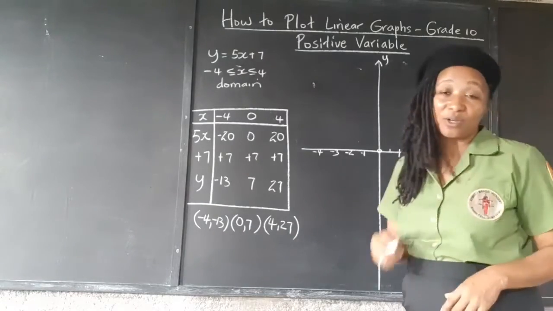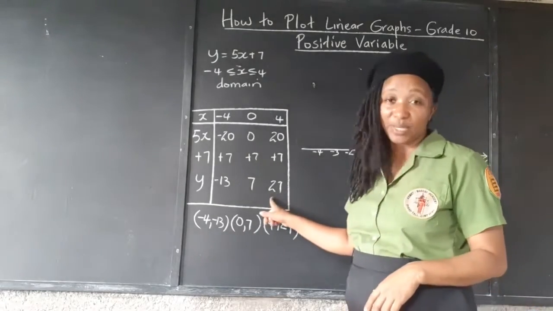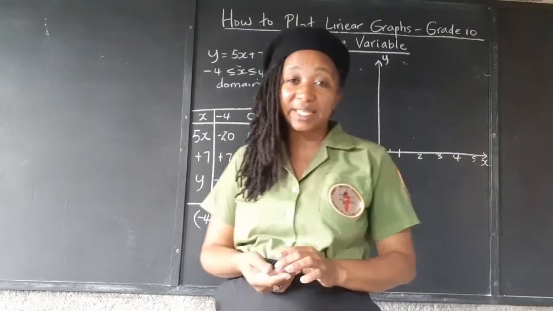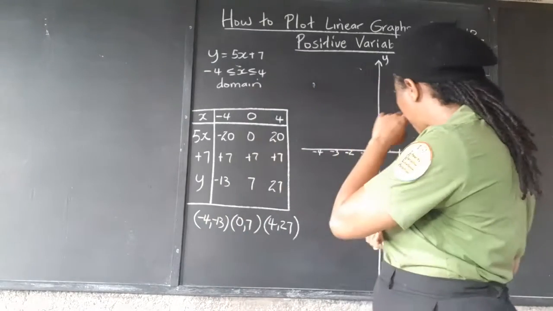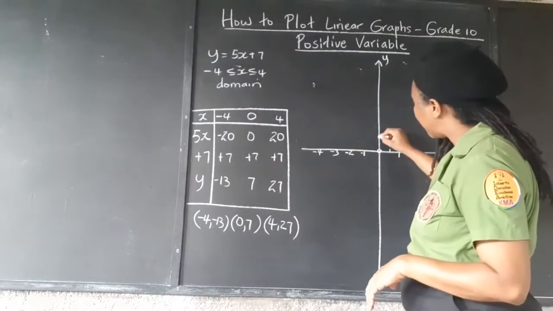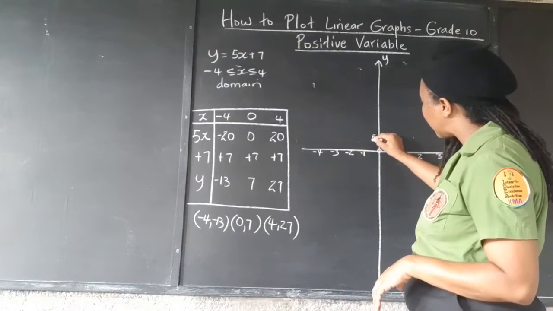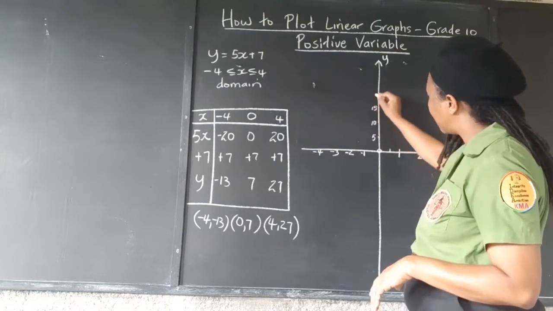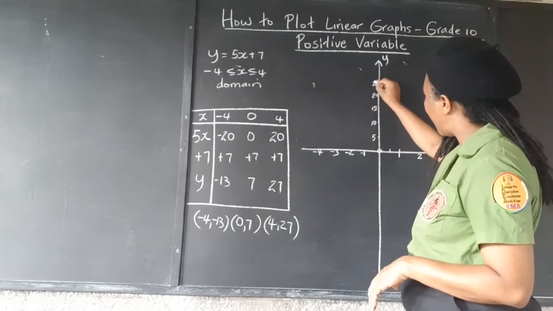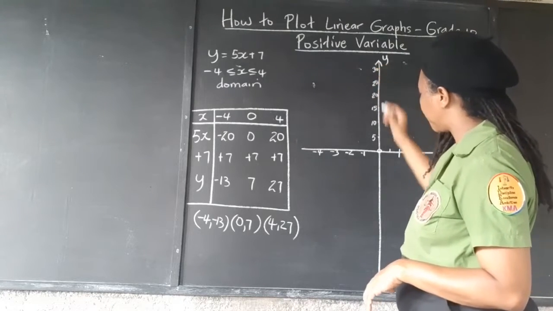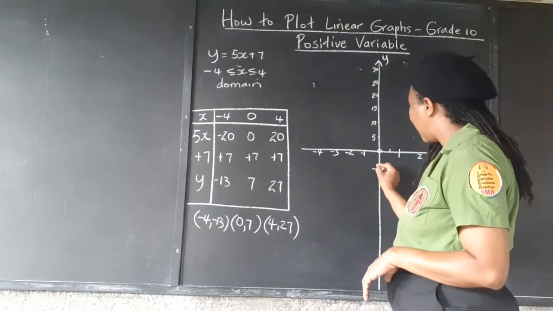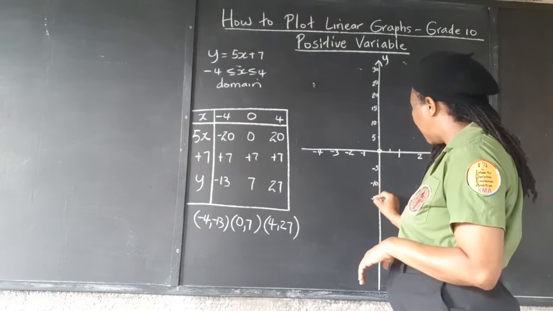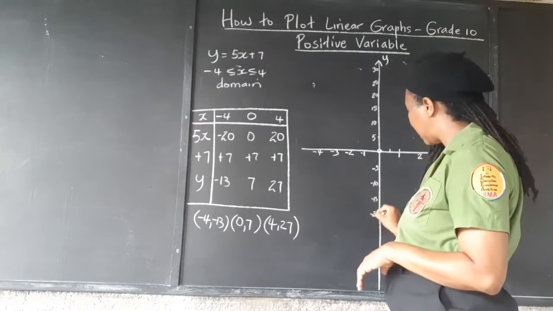I can't do that on the y-axis because I would not get 27, it will go off the page. So I have to use a different scale on the y-axis. I'm going to use a scale of 1 centimeter to 5 units. So for each little box, I'm going up by 5. 5, 10, 15, 20, 25, 30. Same scale on the negative. So 5, negative 5, negative 10, negative 15, negative 20.